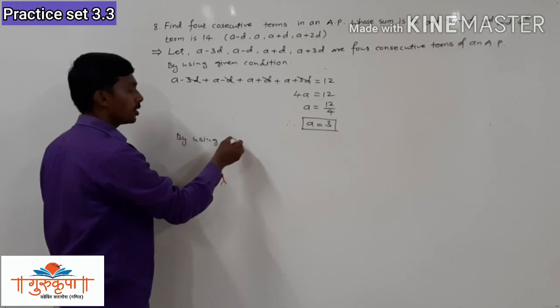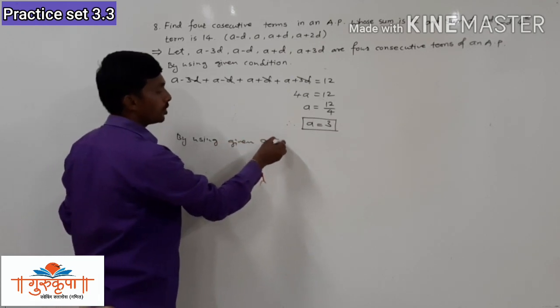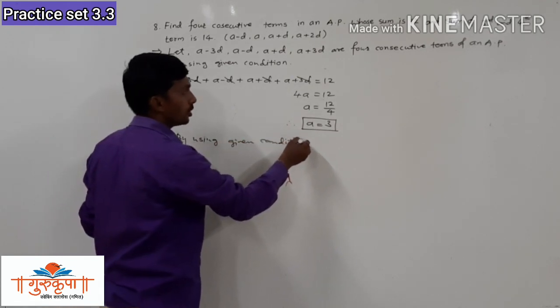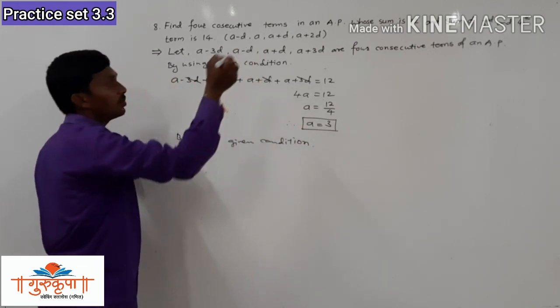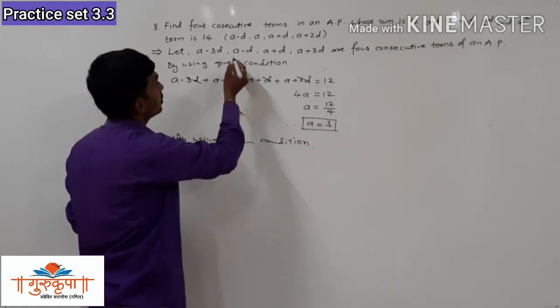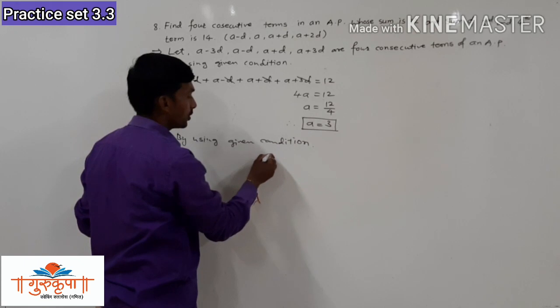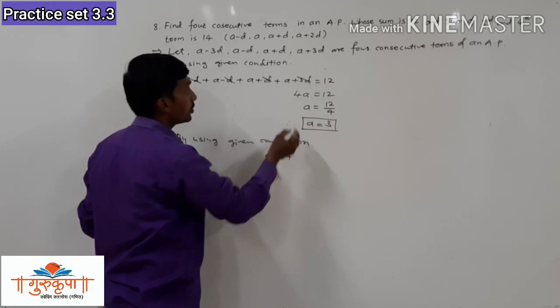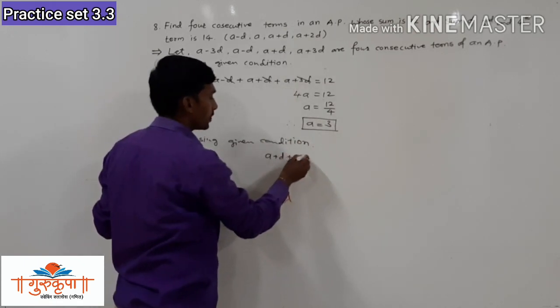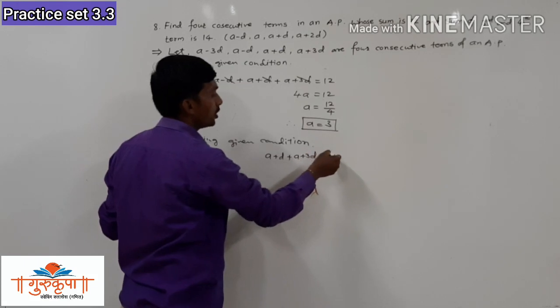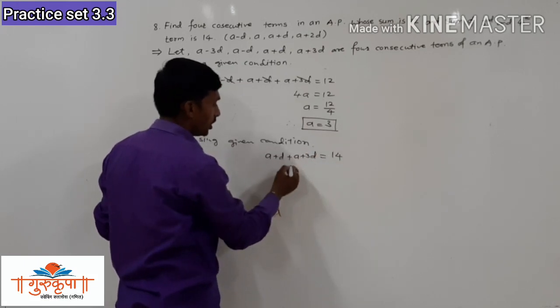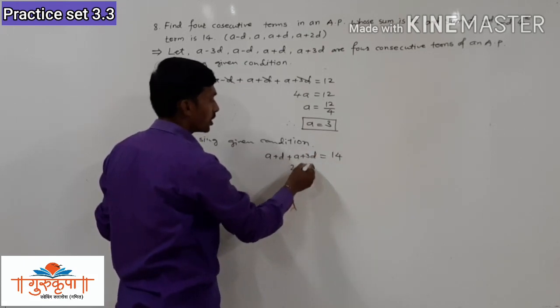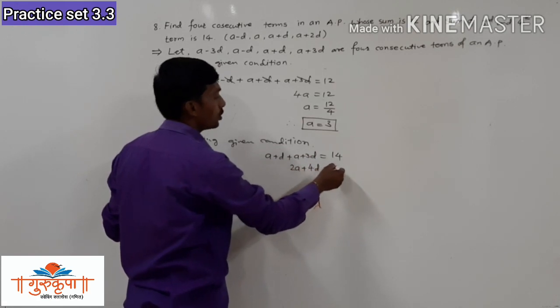By using the given condition. What is the given condition? The given condition is the sum of the third and fourth term. The third term is a plus d. The fourth term is a plus 3d. It is equal to 14. Now a plus a is 2a, and d plus 3d is 4d. It is equal to 14.